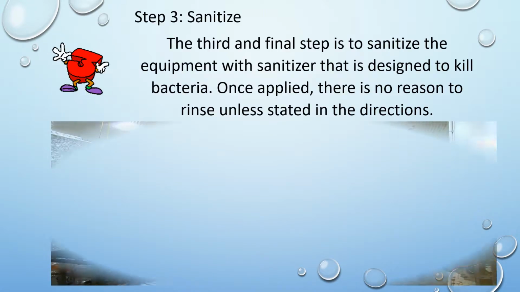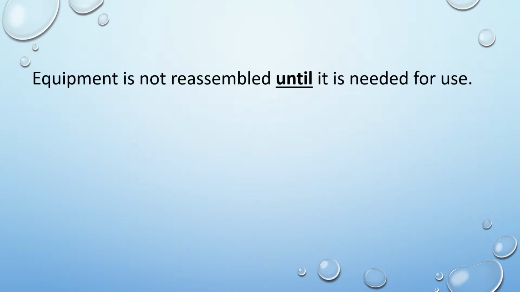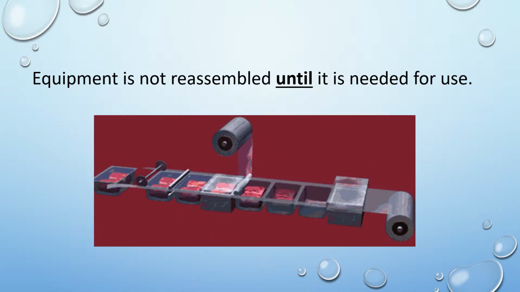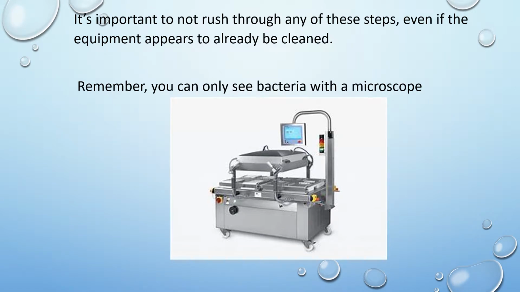Step 3, sanitize. The third and final step is to sanitize the equipment with sanitizer that is designed to kill bacteria. Once it is applied, there is no reason to rinse the sanitizer off unless it is stated in the directions of the chemical. Equipment is not reassembled until it is needed for use. It is important not to rush through any of these steps, even if the equipment appears to already be clean. Remember, you can only see bacteria through a microscope.